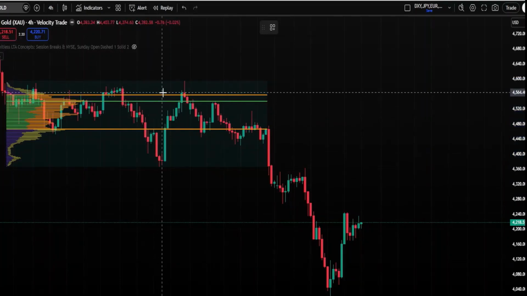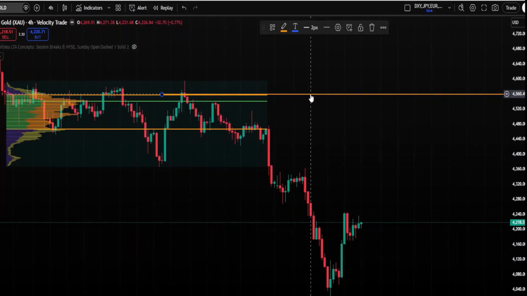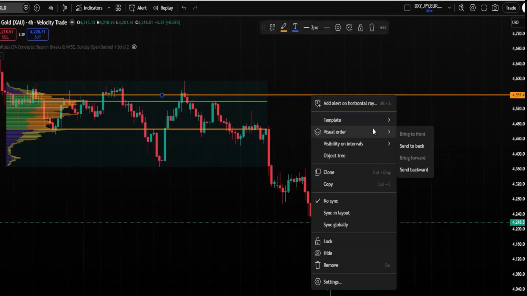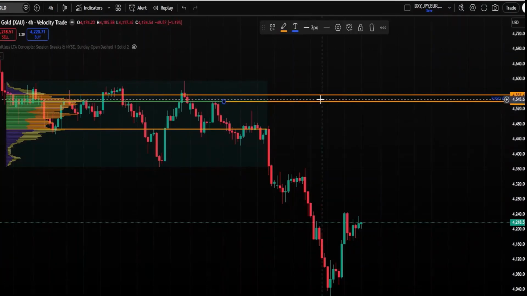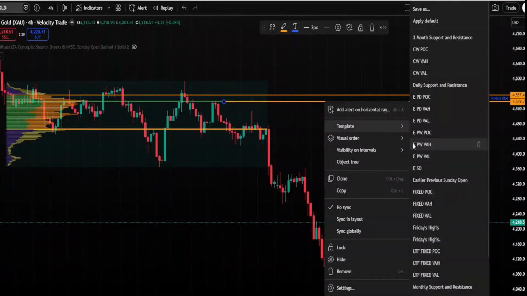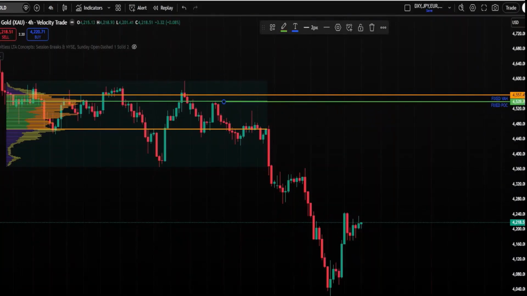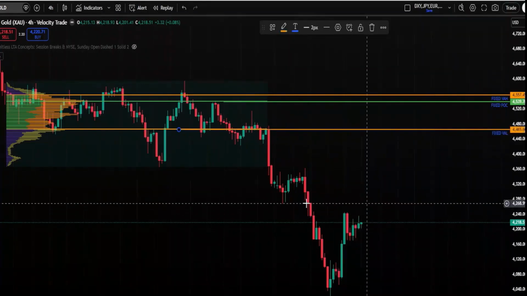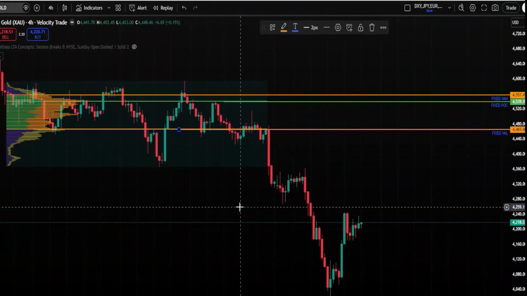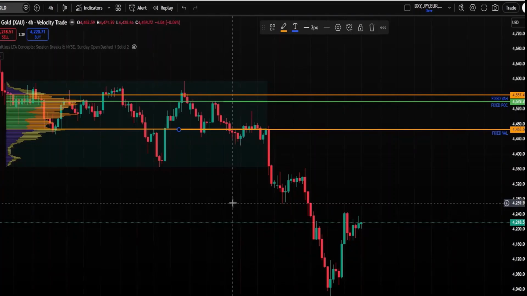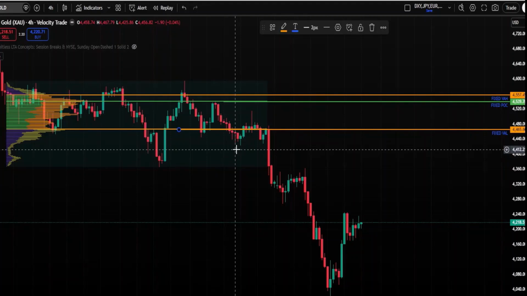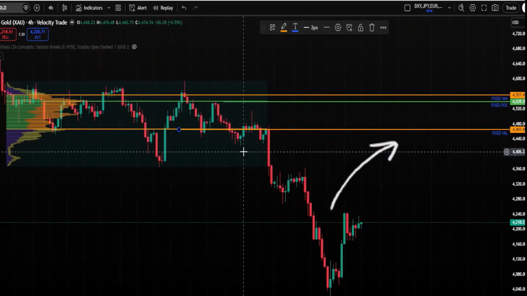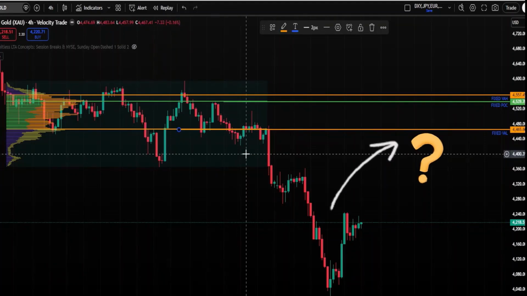Next, you have your 3 key levels. You have our fixed value area high, our fixed POC. This is where the highest amount of volume was traded within this range. And we have our fixed value area low. Together, these levels show us where the highest concentration of trading activity took place during consolidation. So now the question becomes, when price returns to these levels, who is in control?